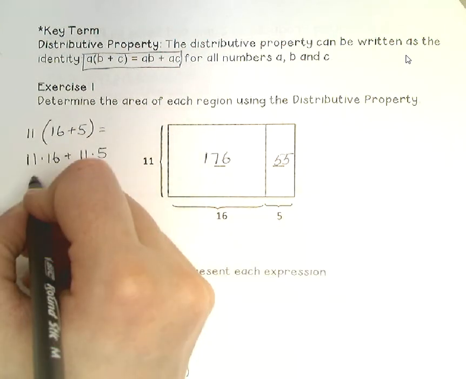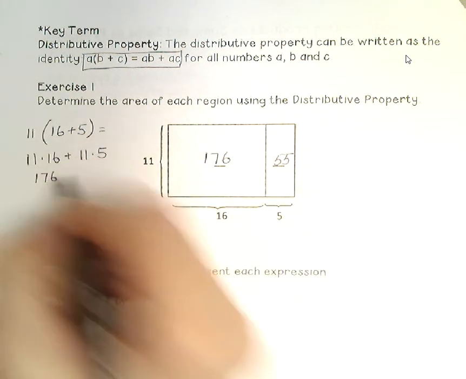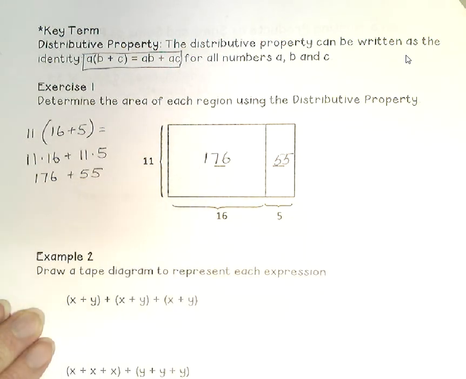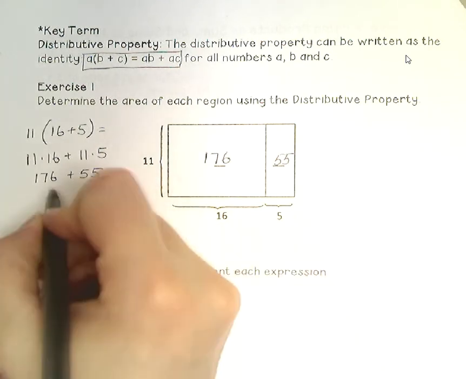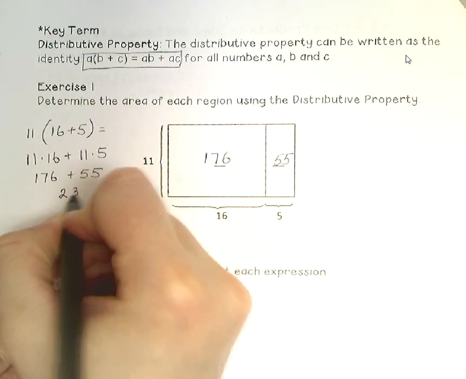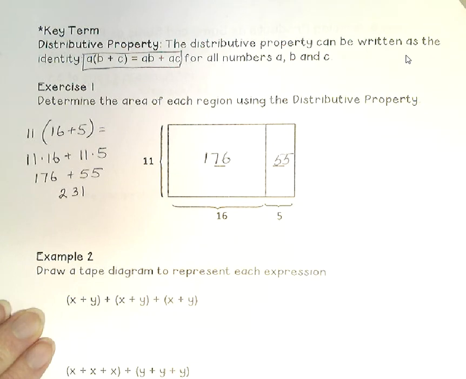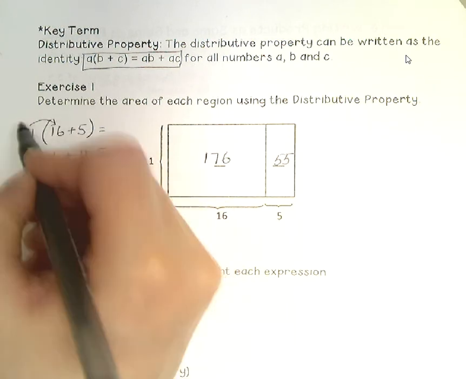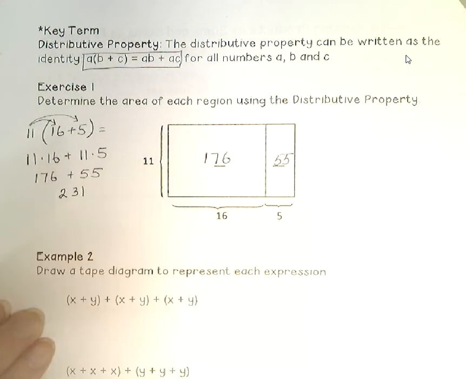And here, that's how I got 176 and 55. When I add 176 plus 55, I will have 231. That's how distributive property works. What you're really doing, you're multiplying 11 by both numbers inside the parentheses.